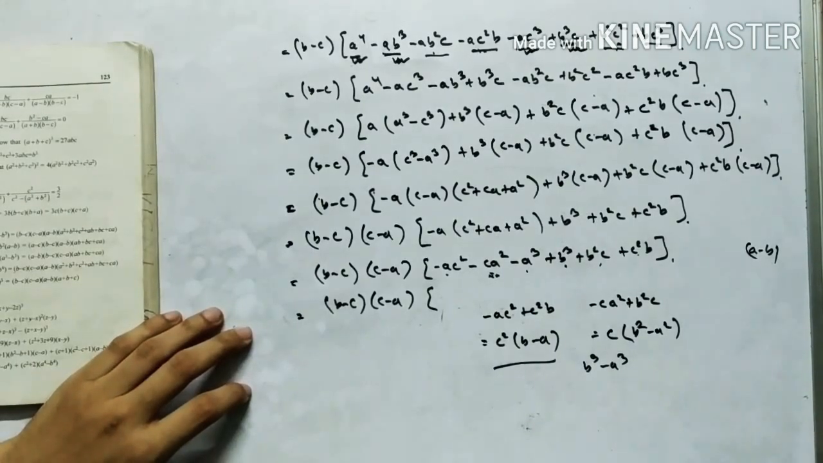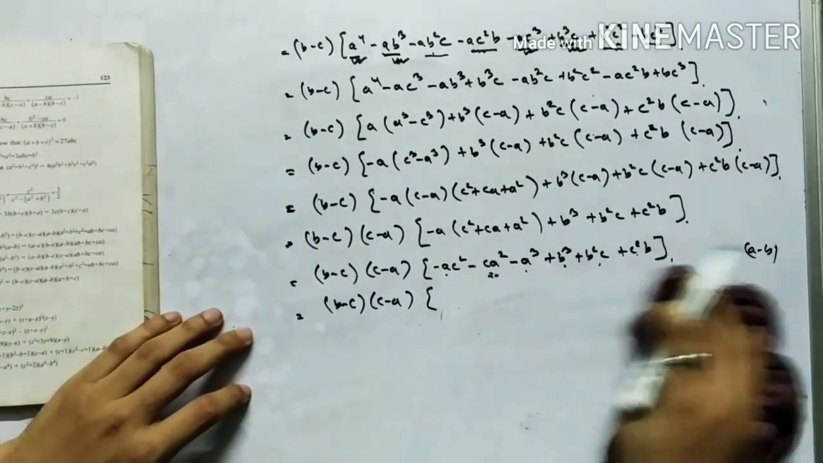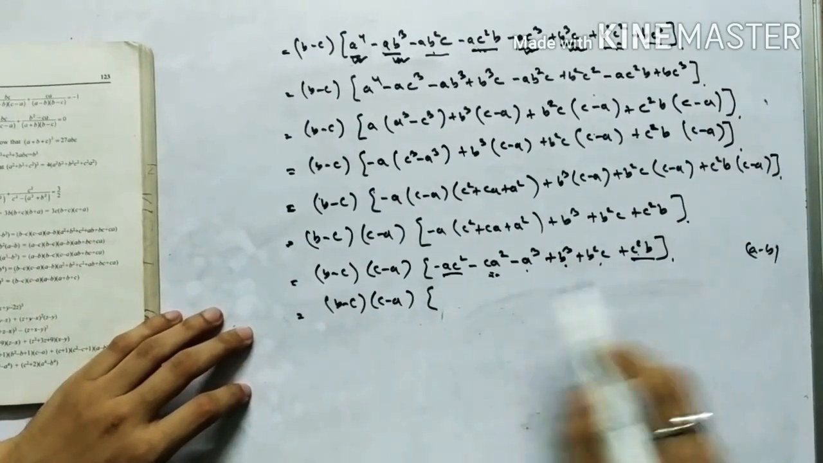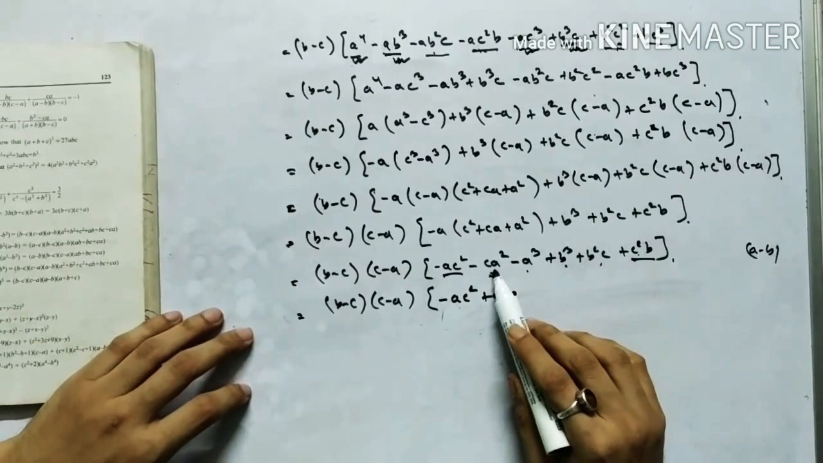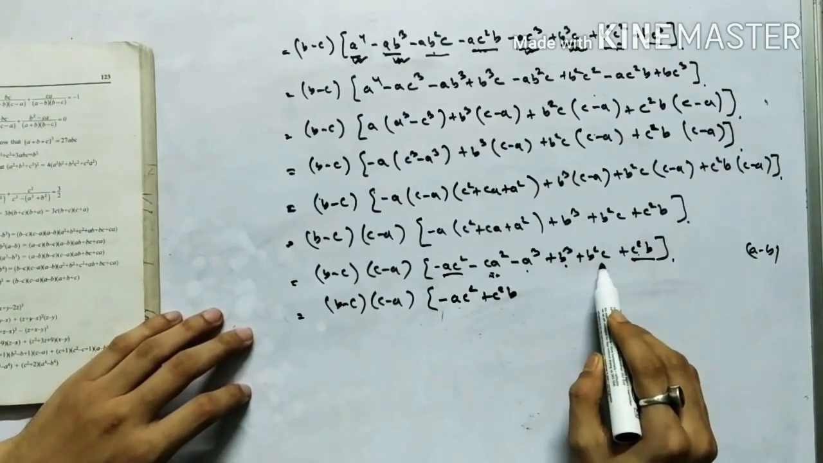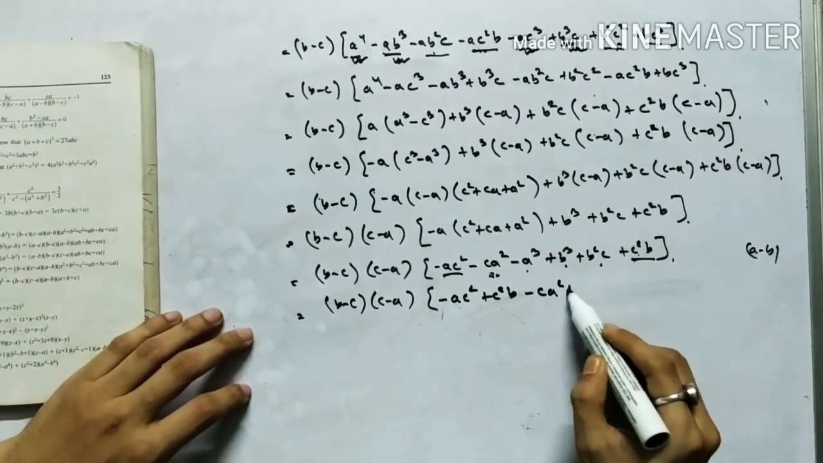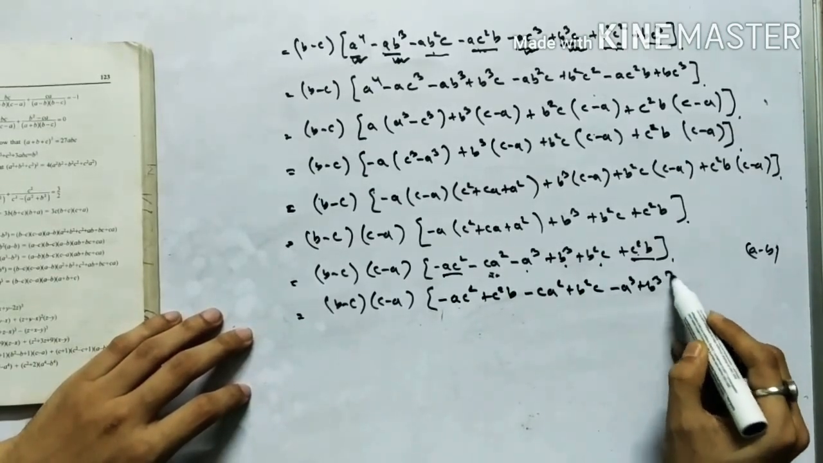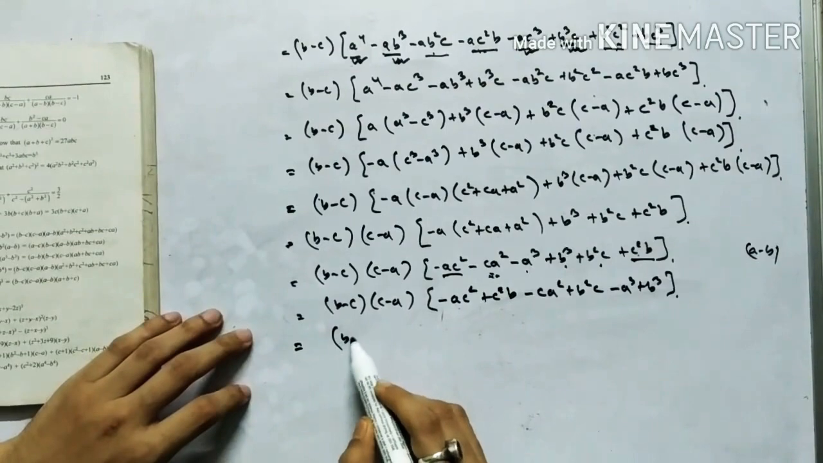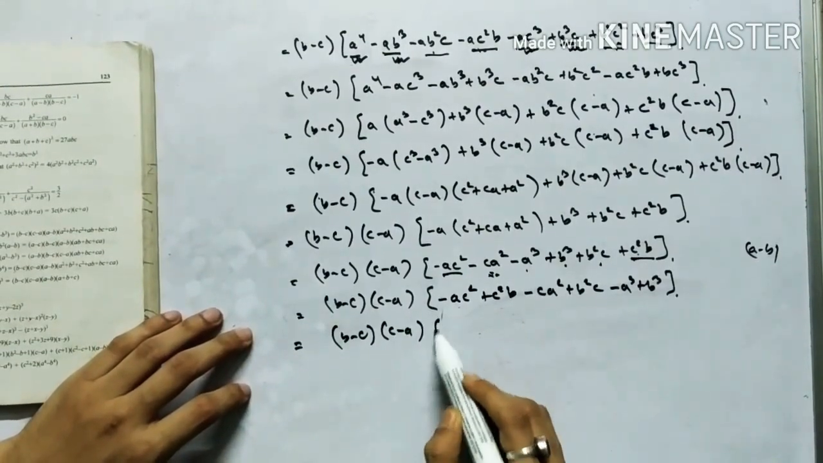Okay, so now which one will I take? I will take this and this. First of all, minus ac square plus c square b, then this and this I will take, minus ca square plus b square c, then a cube plus b cube I will get. So this is equal to (b minus c)(c minus a).